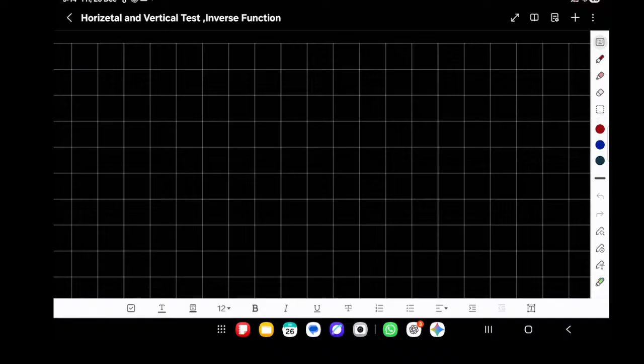Do you know about the horizontal line test? The horizontal line test means a graph intersects at only one point, right? That is, a graph intersects at only one point. So today we discuss the horizontal line test.